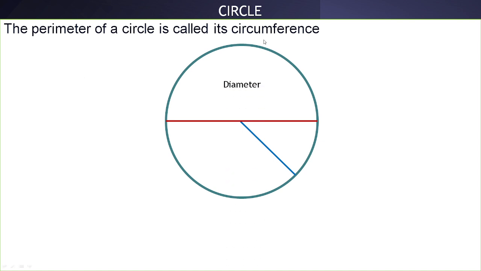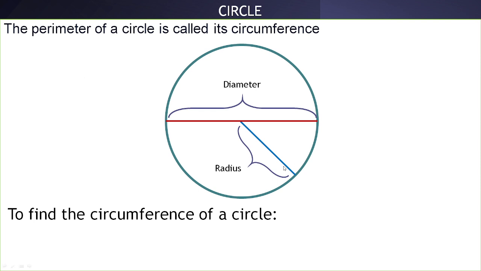Now let's look at the basic parts of a circle that you need to be aware of. We have a diameter, which is a line segment that passes through the center of a circle from one point on the circumference to the other point on the circumference. So that's what we refer to as the diameter. Basically what the diameter does is divide your circle in half. And then we have a radius, which is a line segment that starts at the center and ends at the circumference. That's what we call a radius.